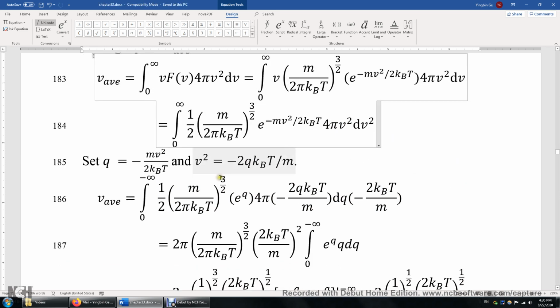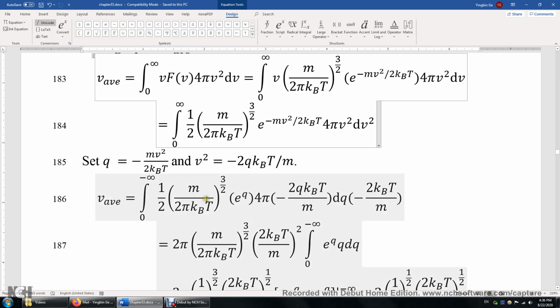All right, now let's look at the lower and upper limit. So q is negative mv squared over 2 kBT. So when v is 0, q is 0. When v is infinity, q is negative infinity. All right, so that's why we changed the upper limit to negative infinity. Now we just need to integrate this.